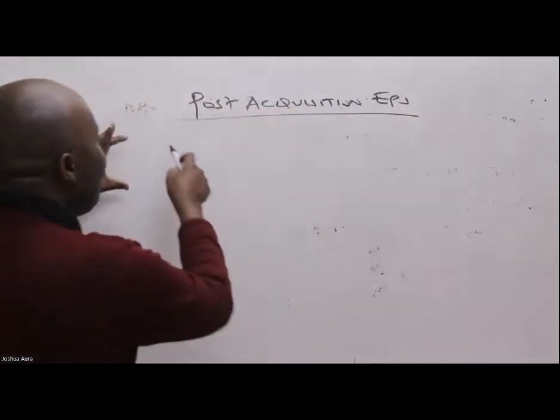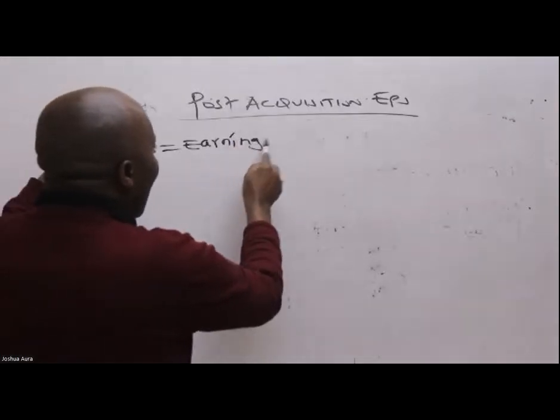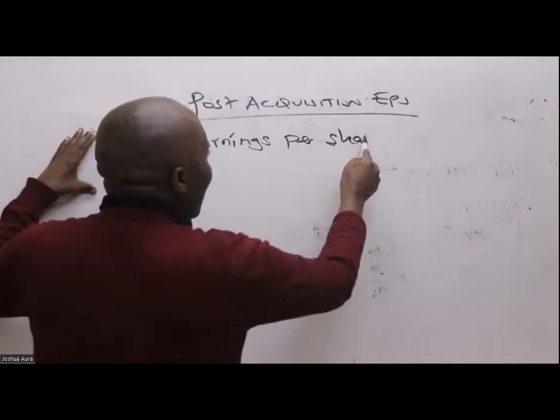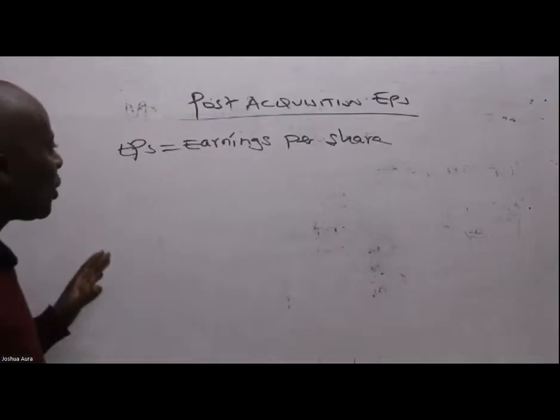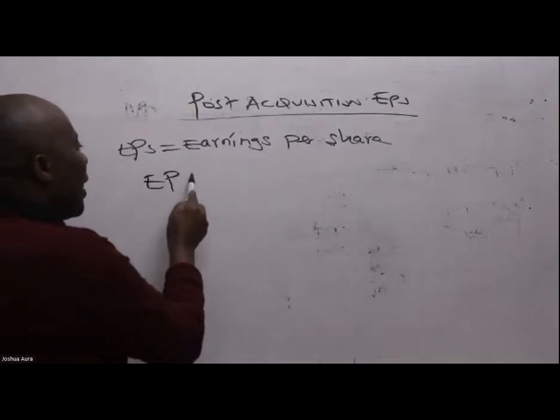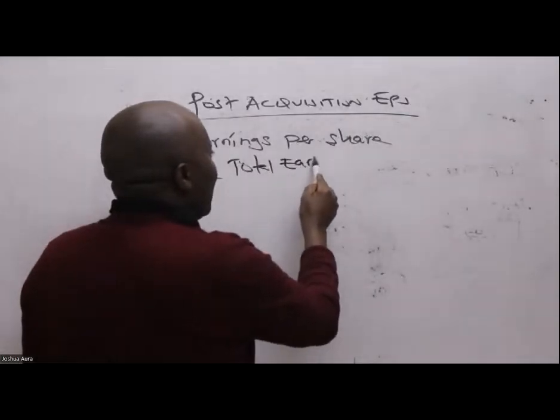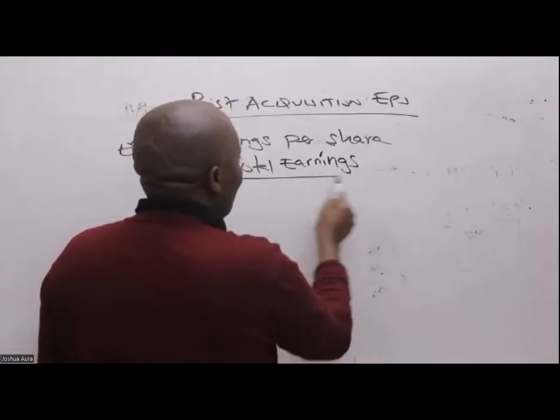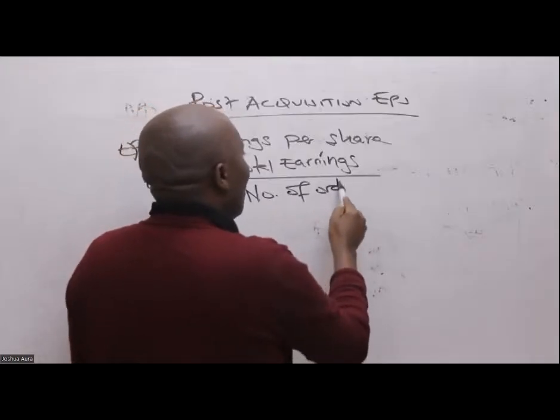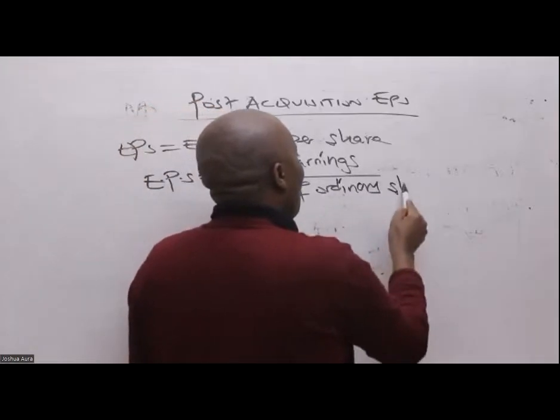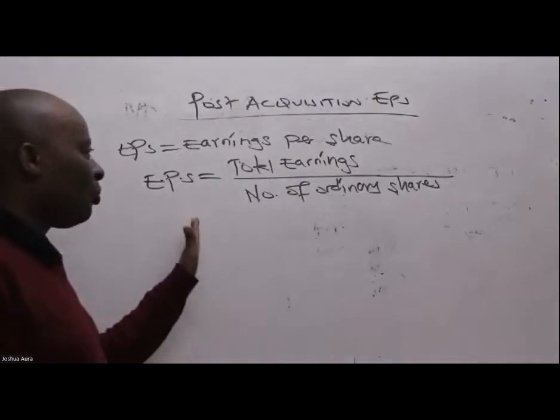You see, EPS stands for, in full, earnings per share. And for us to be able to get earnings per share, we normally take the total earnings of the firm over the number of ordinary shares. This is so important as we begin.